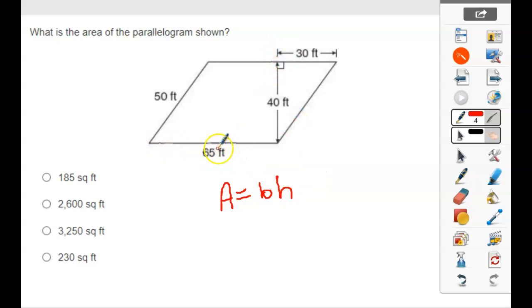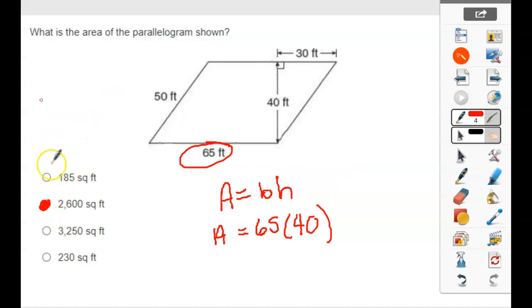And so I'm going to use this 65 as my base, and my height is 40. And these are just as simple as that. You don't actually need to divide it up into triangles and rectangles. You don't need to do anything else because I've already been told that this is a parallelogram. So it's 65 times 40, and I get an area of 2,600.